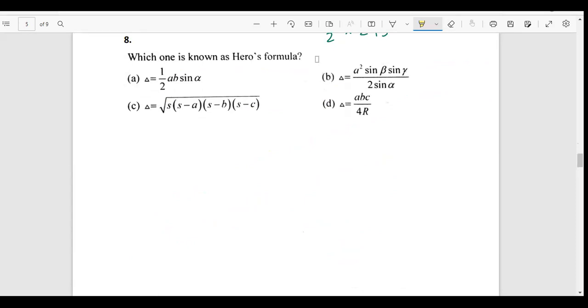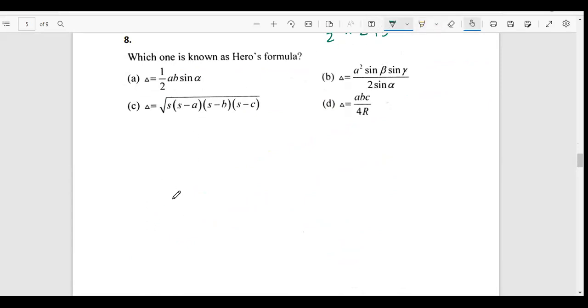Which one is known as the hero's formula? Now, in some books you will find Heron's formula. कहीं पे hero लिखा होगा. The wordings can be different, but the idea is same. ठीक है? This is basically a formula that we use to find out the area of the triangle. ठीक है?